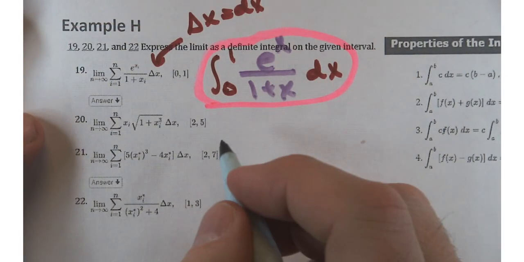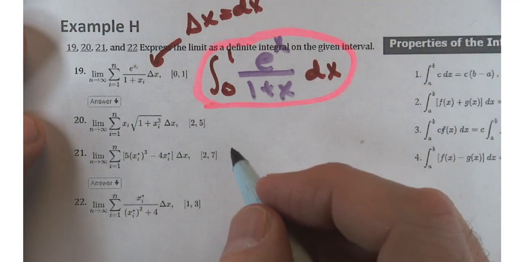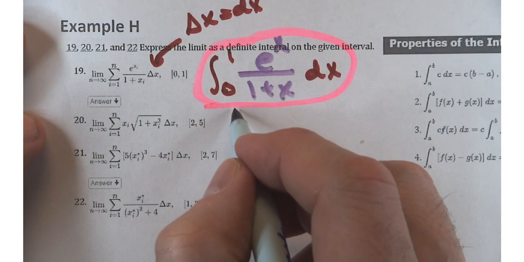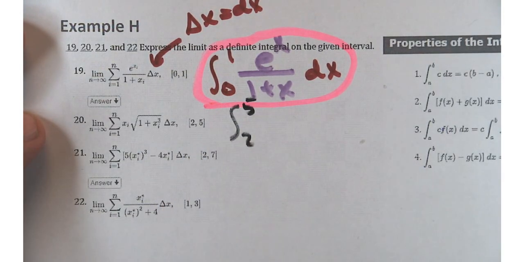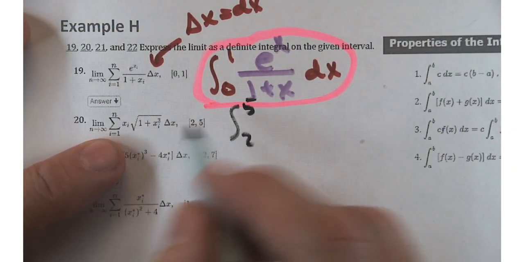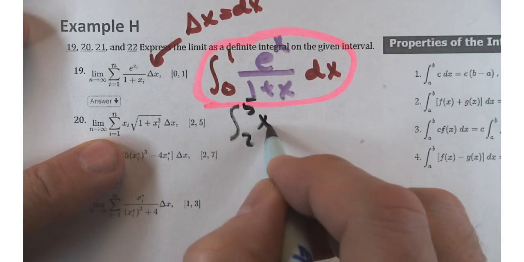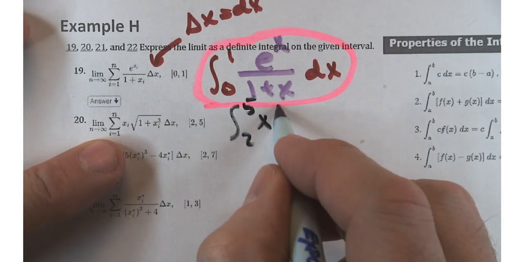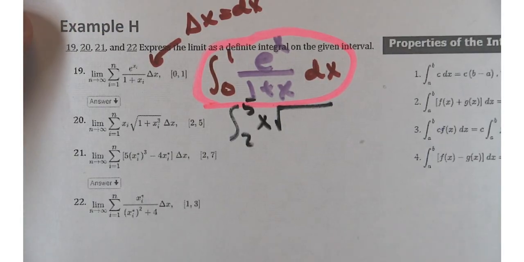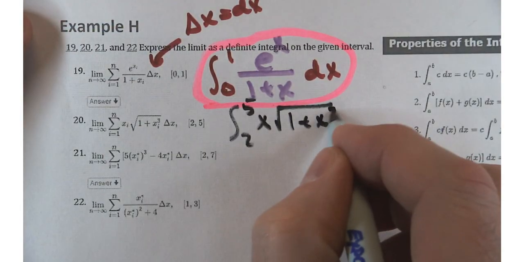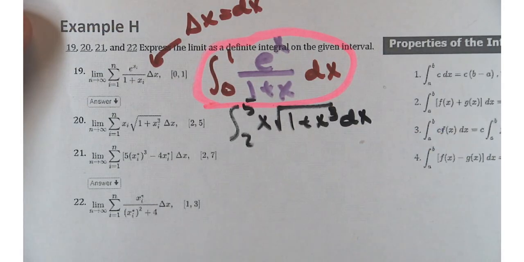Let's take a look at this first one. So the integral is going to be between 2 and 5. You get that from these limits here. What's the function in here? What does this represent? x times the square root of 1 plus x cubed. I had to look at that kind of closely. dx. And that's it.